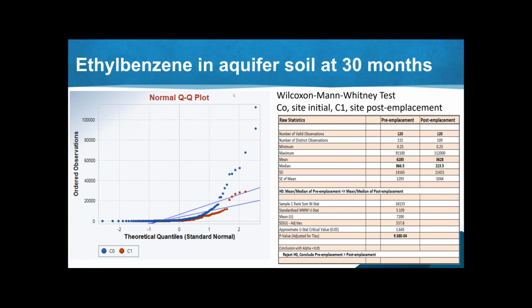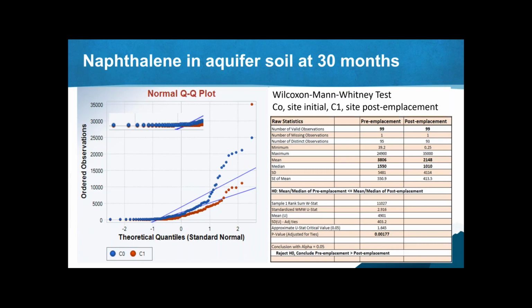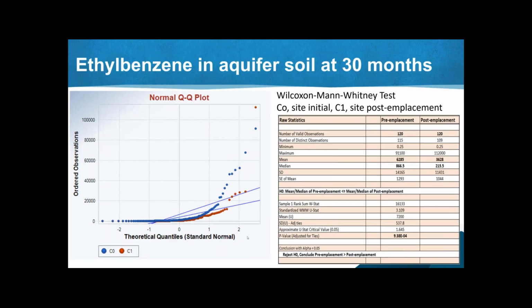This is a similar graph for ethyl benzene. In fact, it's amazing how similar they look. When I was putting this together, I thought, oh, I made a mistake. I put naphthalene on both of them, then looked at them more carefully and realized no, I didn't do that. But you see also in the ethyl benzene at 30 months, you see the mean is lower, the median is lower. I didn't point it out on the other one, I should have. Even the standard deviation is lower. And your p-value is very similar, very small. The likelihood that the two lines are actually the same by chance is quite small.